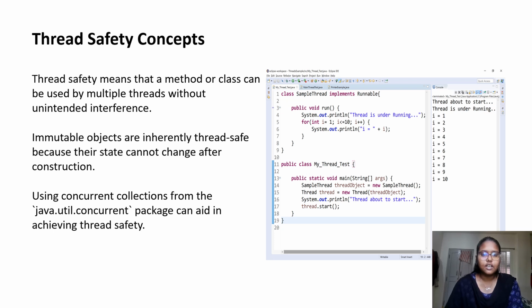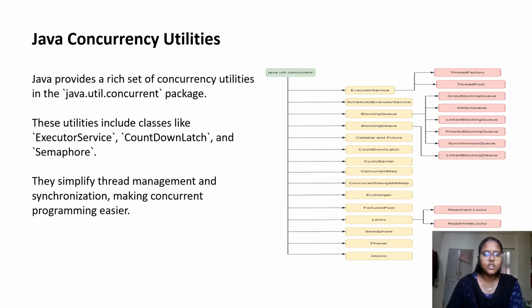Using the concurrent collections from the java.util.concurrent package can aid in achieving thread safety. So, Java concurrency utilities. Java provides a rich set of concurrency utilities in the java.util.concurrent package. These utilities include classes like ExecutorService, CountDownLatch, and Semaphore. They simplify thread management and synchronization, making concurrent programming easier.